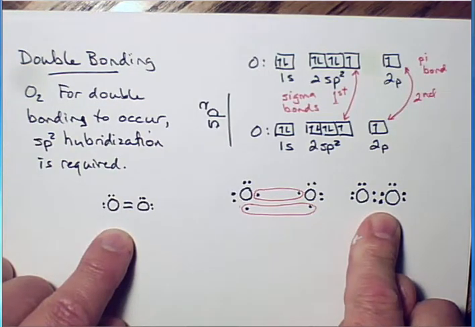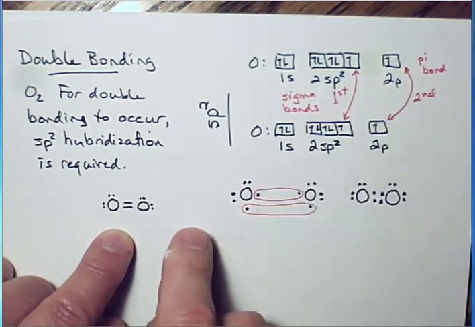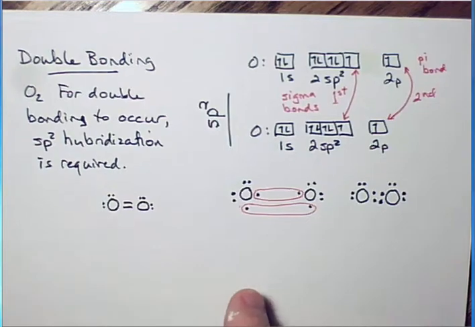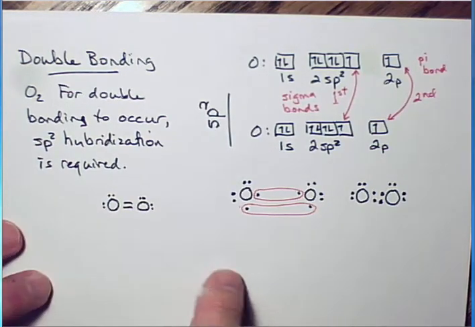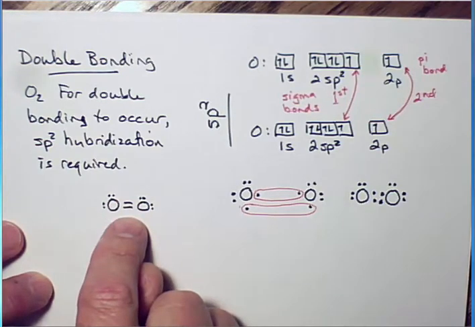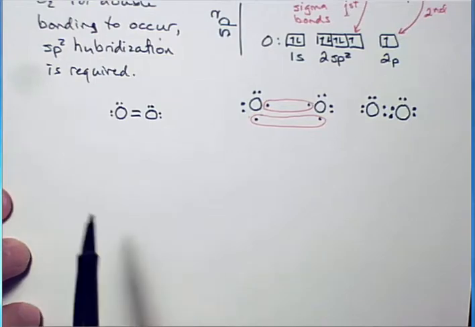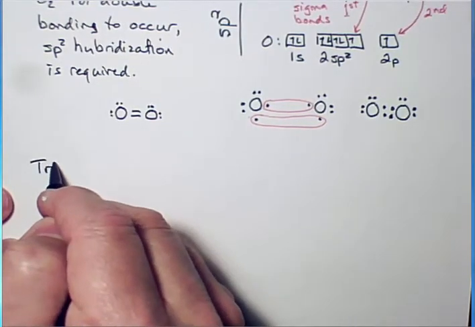Now what the Lewis formula doesn't show is the difference between the sigma and the pi bond. There will be a sigma bond, there will be a pi bond, but we won't see that until we get to the actual shapes when we make models. Okay? But if there's a double bond, there's a sigma bond and a pi bond there. Okay? Let's go to triple bonding.